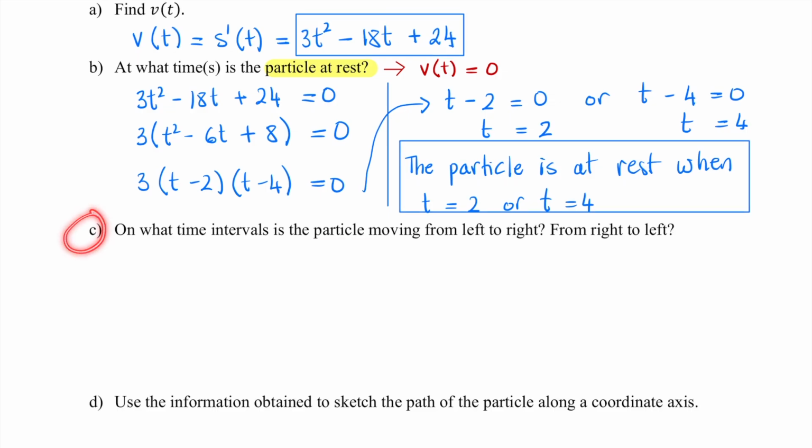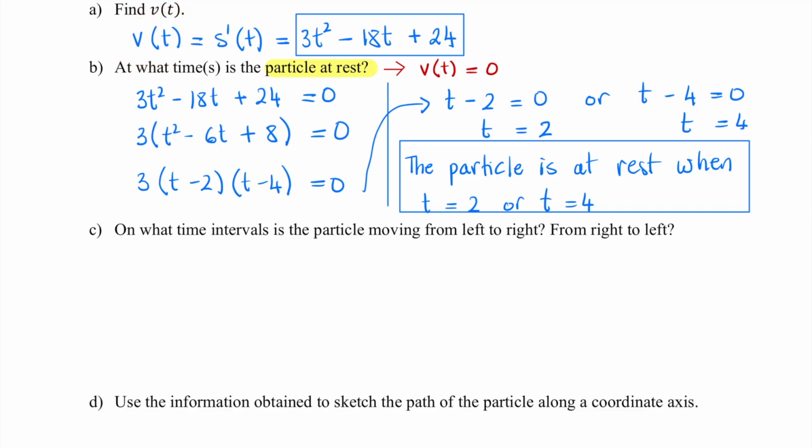Question C. On what time intervals is the particle moving from left to right and from right to left? Now we want to determine when the particle is moving from left to right and from right to left. To do this, we look at the sign of the velocity. If the velocity is positive, the particle moves to the right. If the velocity is negative, the particle moves to the left.